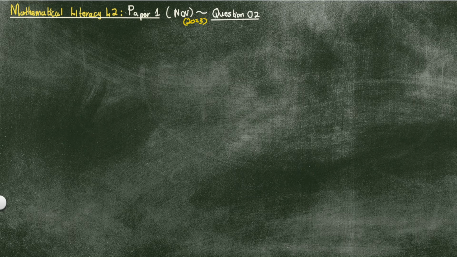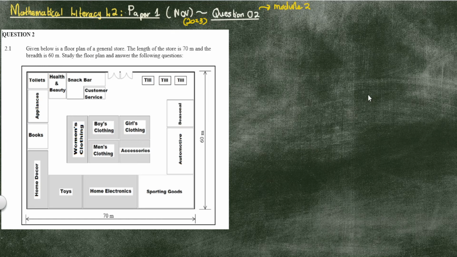Let's answer question 2. Question 2 focuses on module 2. For module 2, we are basically calculating measurement. We are finding area, perimeter, all that stuff, okay? Here we are given the floor plan to a general store. Question 2 starts from 2.1.